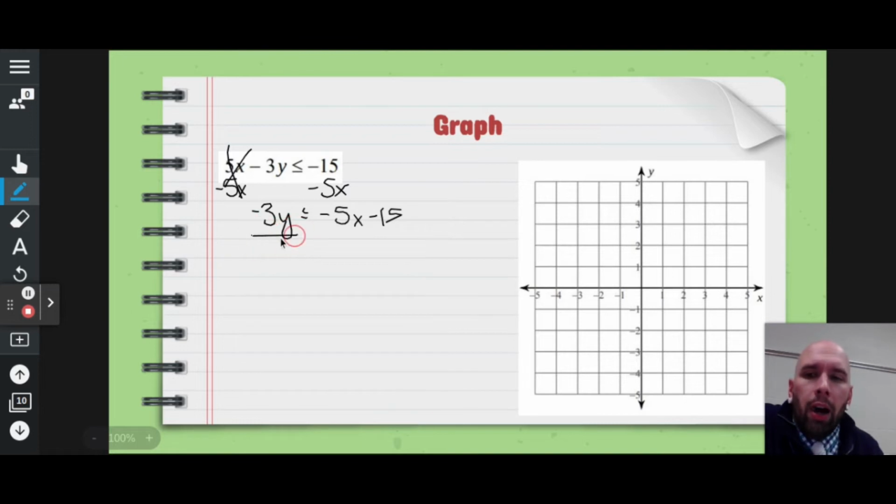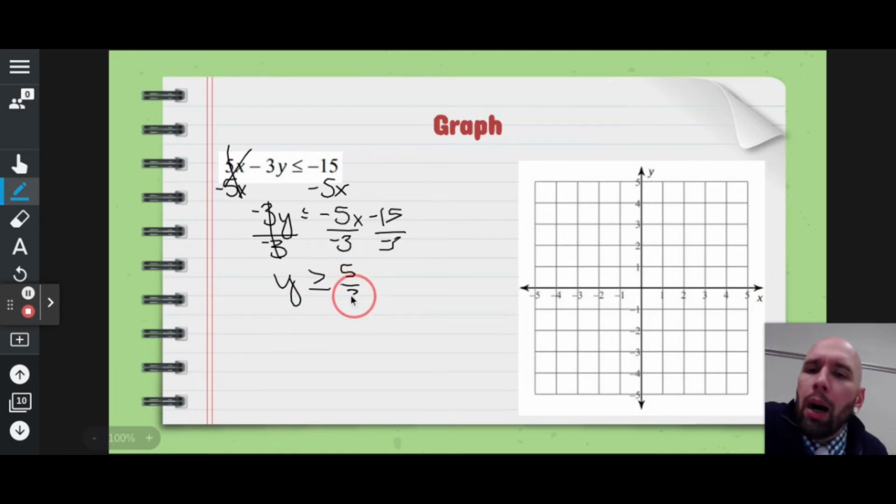No. So I'm going to divide both sides by negative 3. I'm dividing everything by negative 3. So thing number 1 you have to remember is when you divide both sides by a number, you divide everything by that number. Thing number 2 that you have to remember is when you divide an inequality by a negative, you flip the sign. So I have -5 over -3, which becomes +5 over +3x. Negative 15 over negative 3 becomes 5.